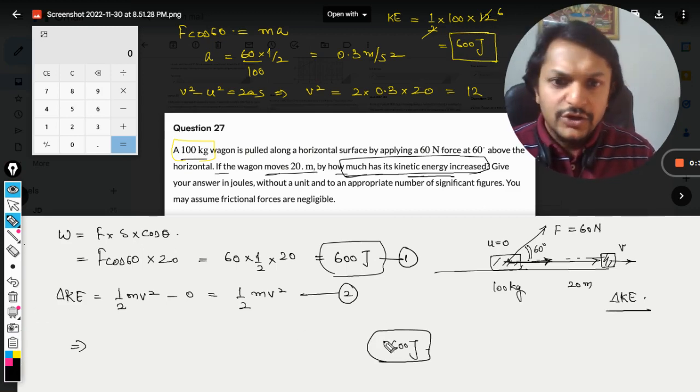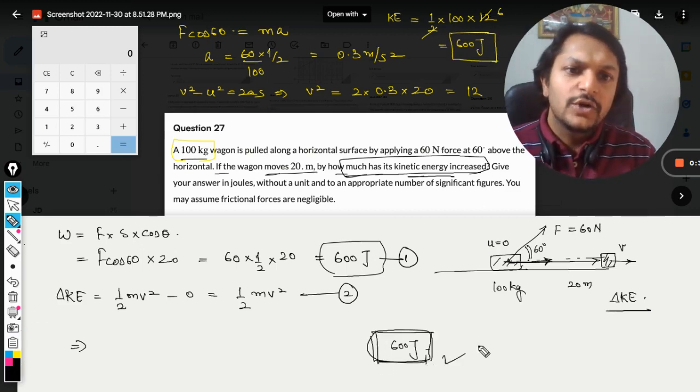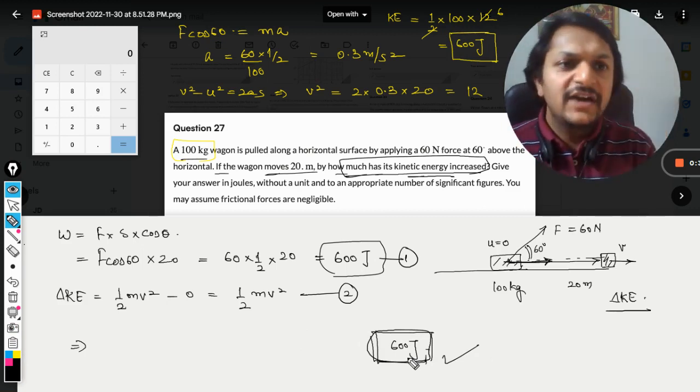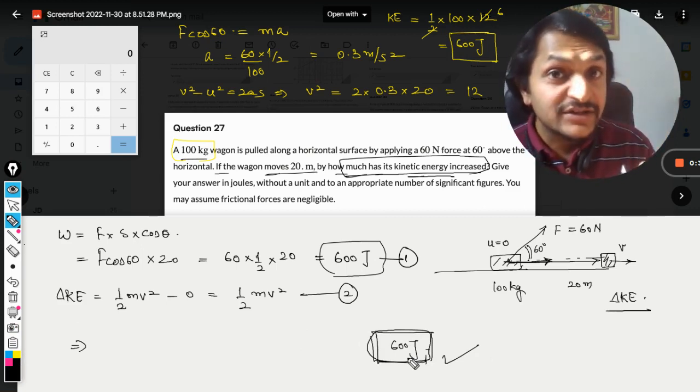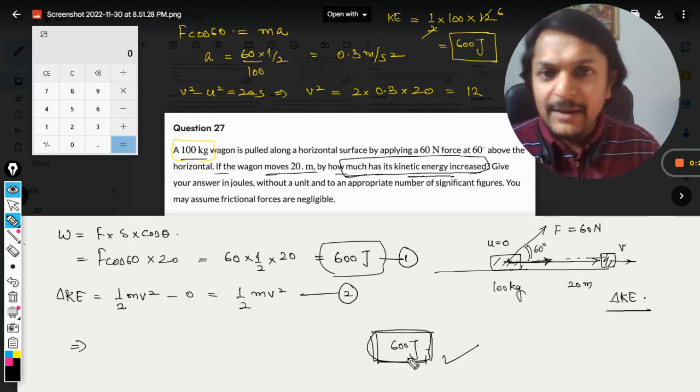And here you were getting 600 joule here. So our answer is 600, and we have solved this question in two different methods here. So you can check both of them.